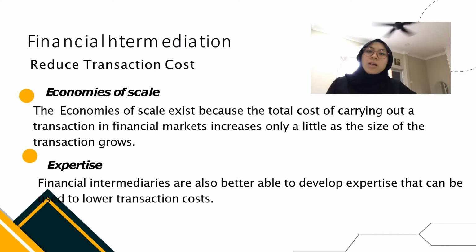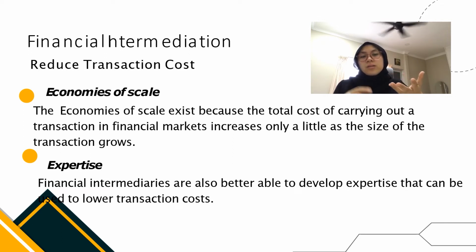Do you know financial intermediation can reduce transaction costs? So how? First, because of economies of scale. Economy of scale exists because the total cost of carrying out a transaction in the financial market increases only a little as the size of the transaction grows. Next is expertise. Financial intermediaries are also better able to develop expertise that can be used to lower transaction costs.